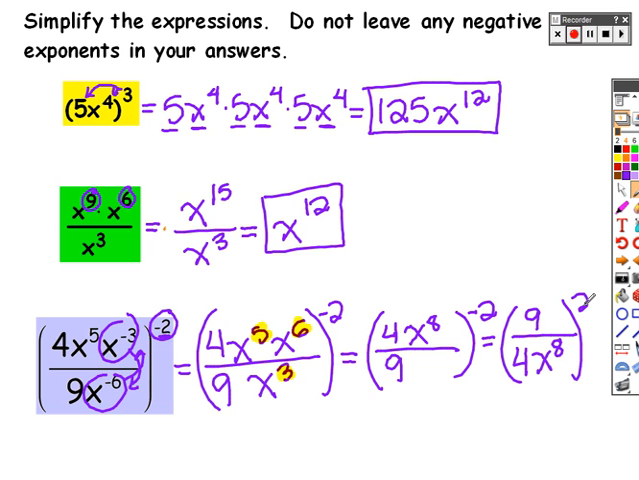I'll show you a different way later, but for now, if I go with this route, then that square has to go into everything. 9 squared is 81, 4 squared is 16, and if I take x to the 8th times itself twice, x to the 8th times x to the 8th, or x to the 8th squared would actually be x to the 16th. So this is your most simplified answer for the last problem.